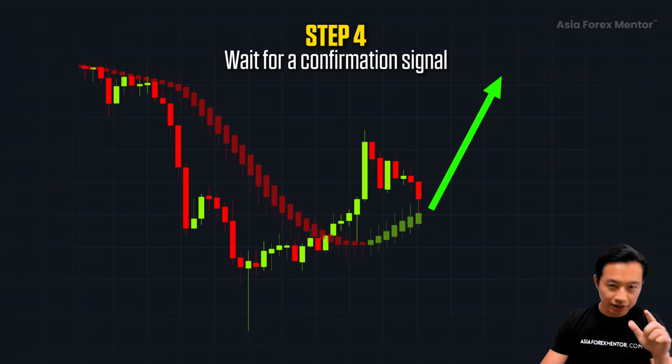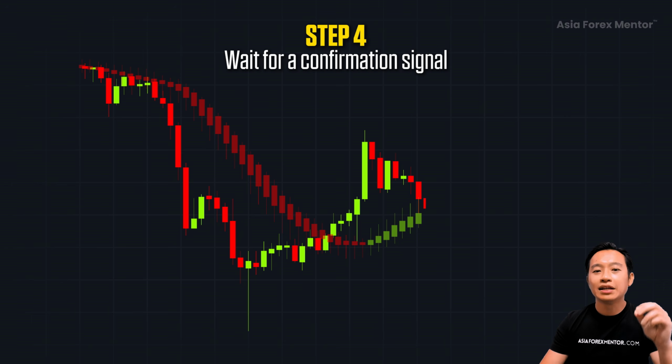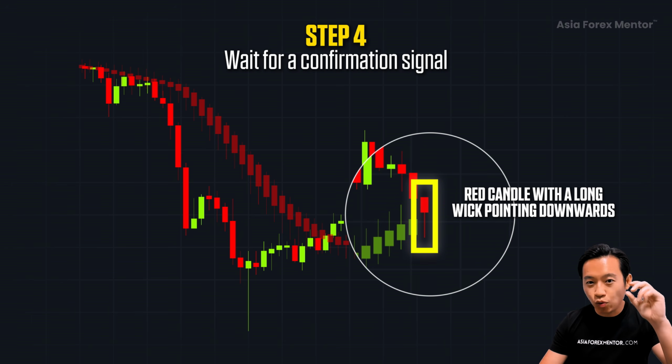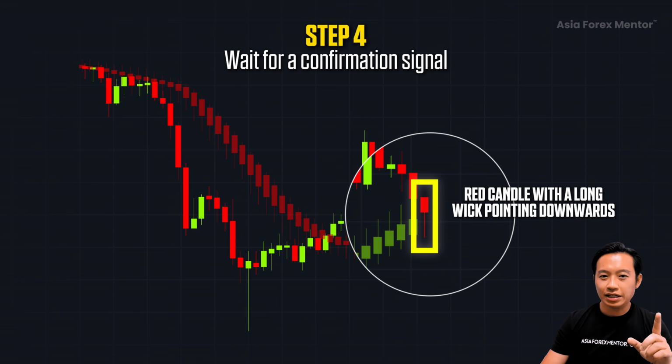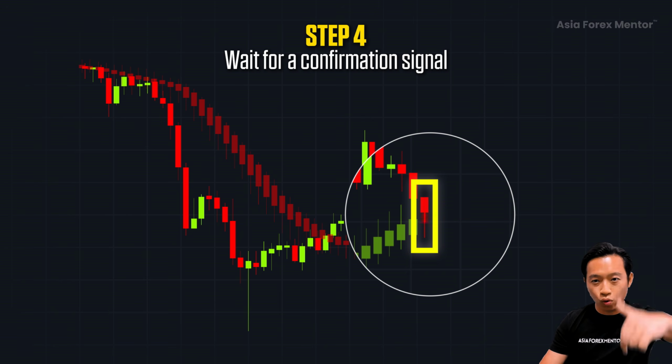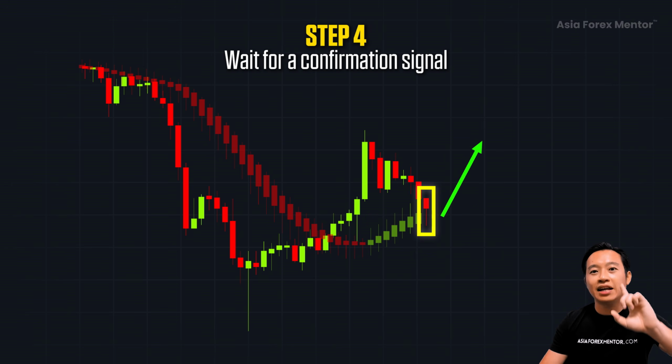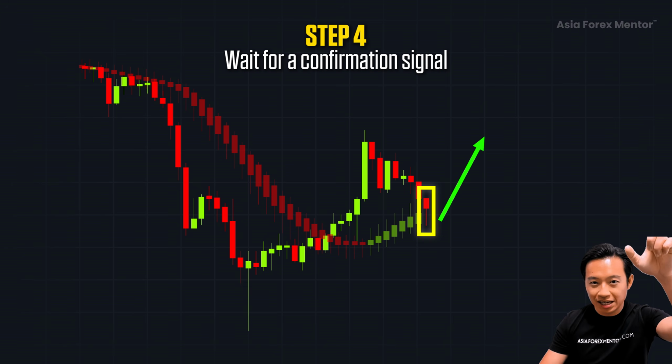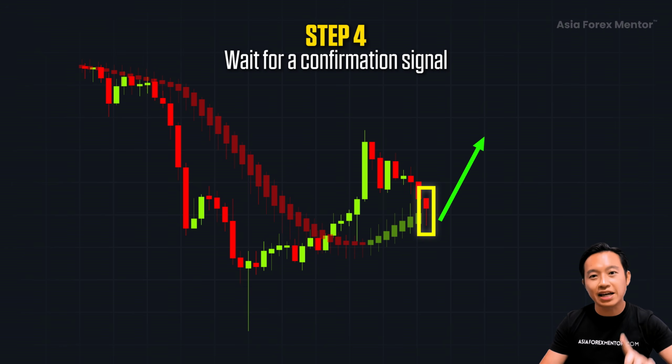All right, so now, if you take a look at this, what do we see? There is a red candle with a long wick pointing downwards. Okay, so this is important. Why? It shows us that even though price tried to go downwards, the buyers stepped right in and pushed the price back upwards. So this is a signal that there is a clear rejection from the downside, meaning the sellers cannot hold their ground over there.